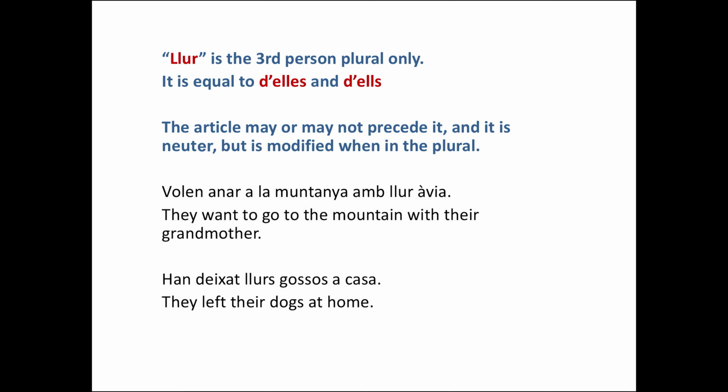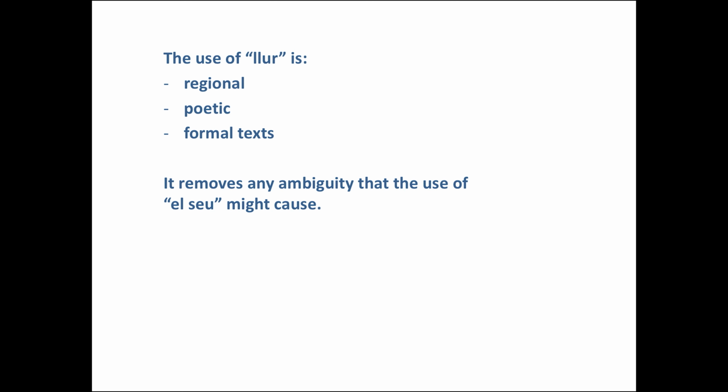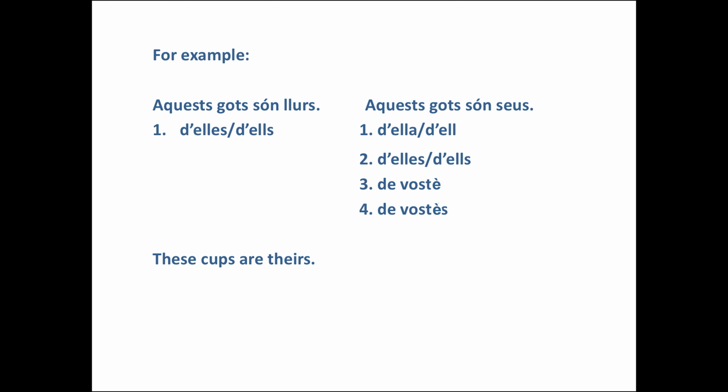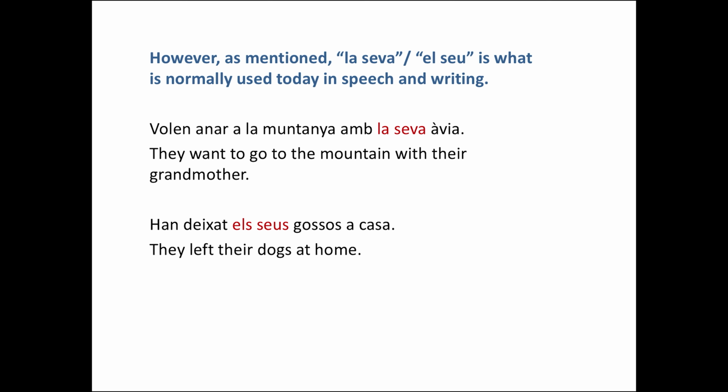Volen anar a la muntanya amb llur àvia. Han deixat llurs gossos a casa. The use of llur is regional, poetic, and formal text. It removes any ambiguity that the use of el seu might cause. For example, aquests gots són llurs, aquests gots són seus. The first one only means d'elles, d'ells, of them. In the second one, it could mean his, hers, of them, you, formal, plural. However, as mentioned, la seva, el seu, is what is normally used today in speech and writing.